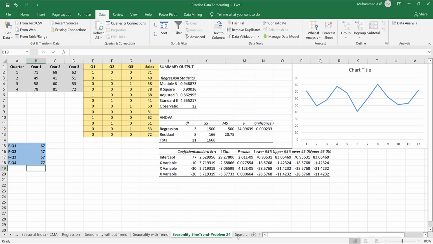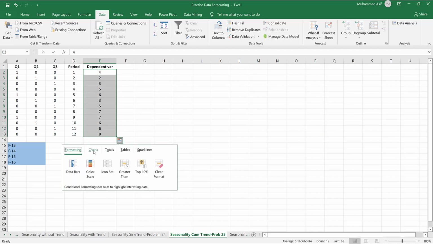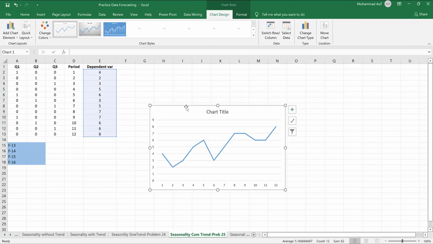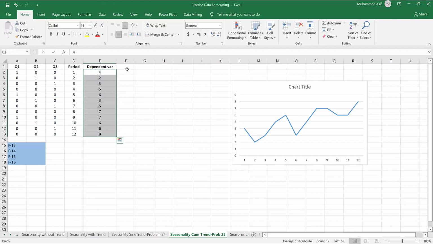Okay, now we move to the last question. And in this question again we do the same thing. First of all, we see if there is a trend in the data. Yes, there is a trend. So we see here this is a starting point and then there's an upward trend. So it means in this data we will be dealing with two things: one is quarters and the other is period. So let's proceed with regression analysis.